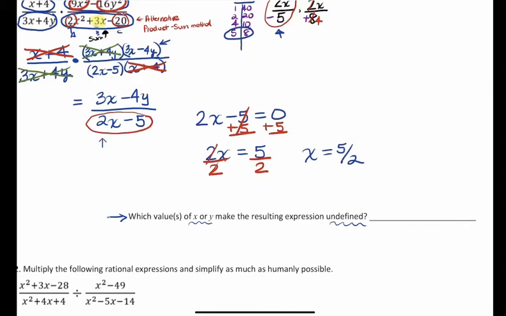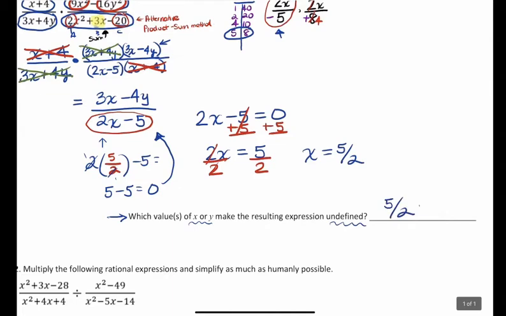So if we were to put 5 halves into that expression and then take away 5 from it, what does that give us? Well, I can work this out. Those cancel out, those turn into 1s, and now you're left with 5 minus 5, and 5 minus 5 is 0. So that's bad. You don't want to get a 0 in the denominator, do you? So which value of x will make the resulting expression undefined? It will be 5 halves. Or if you want to put 2.5, that's fine too. But 5 halves is perfectly acceptable to me, as you know.